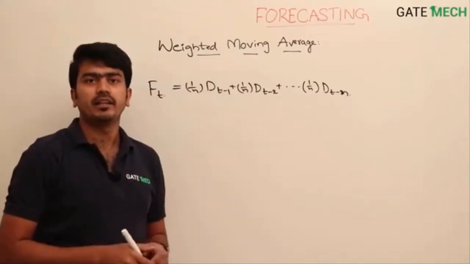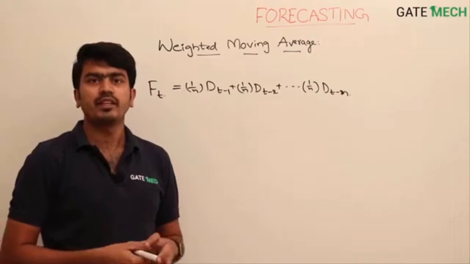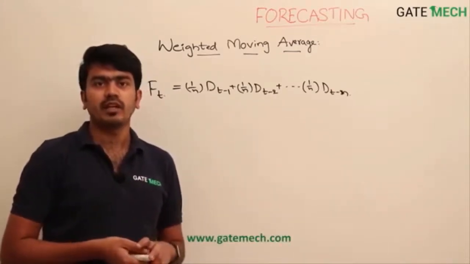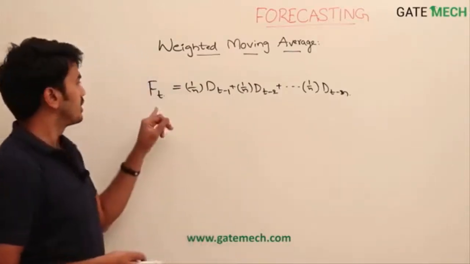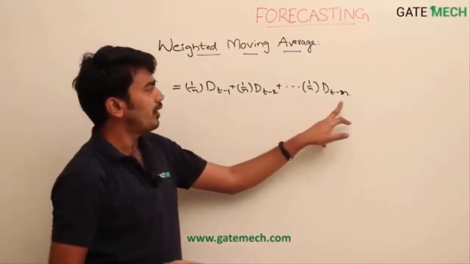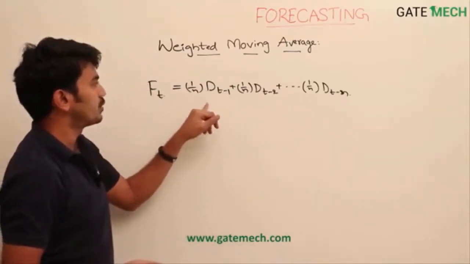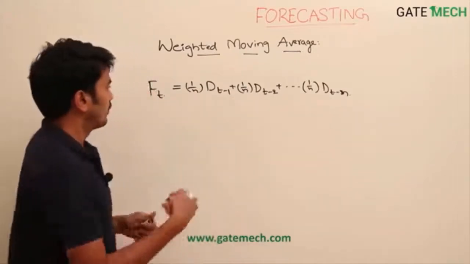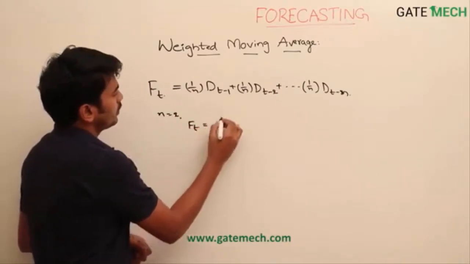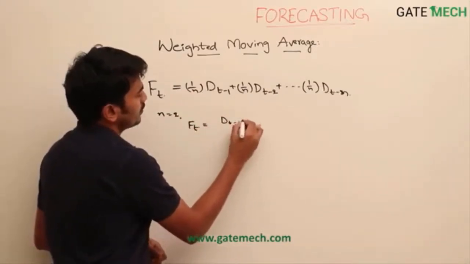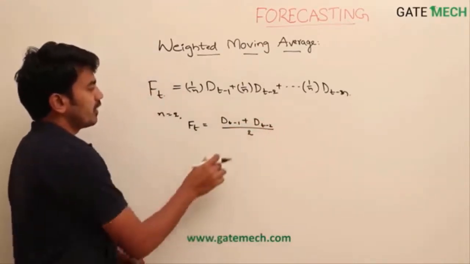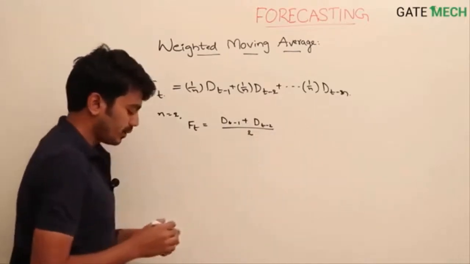We have seen that in simple moving average we give equal weightage to all the past n demand points to arrive at the forecast for the next period. So the forecast for time period t considers the last n demand points with equal weightage, that is 1 by n. In case of n equal to 2, Ft equals Dt minus 1 plus Dt minus 2 by 2, giving equal weightage to all of the demand points.